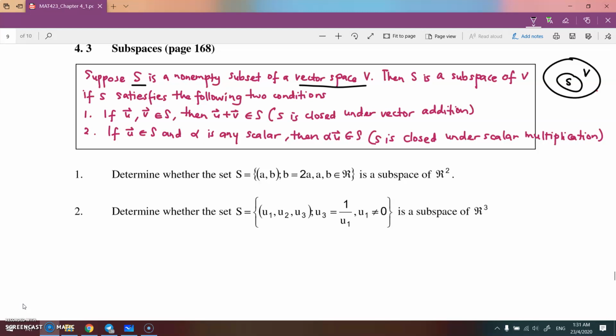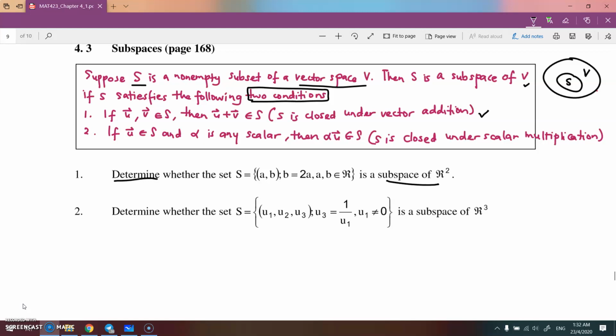So the theorem for subspace is that if S is a non-empty subset of a vector space V, then S is a subspace of V if S satisfies the following two conditions. So if the question is to determine whether it is a subspace or not, you have to fulfill these two conditions.